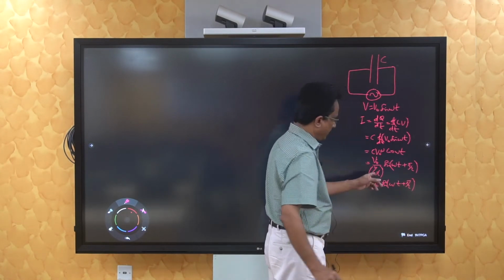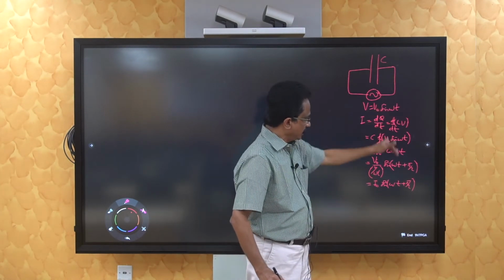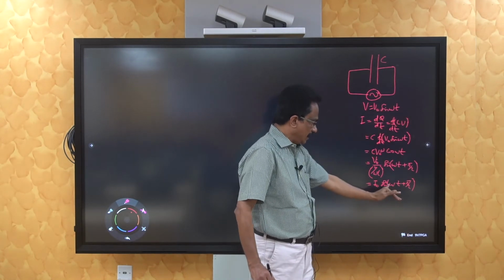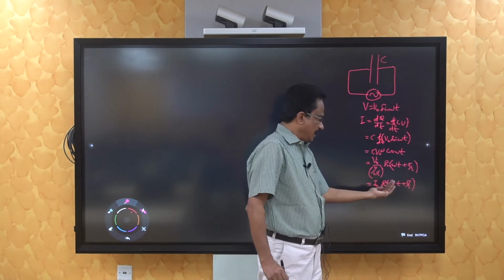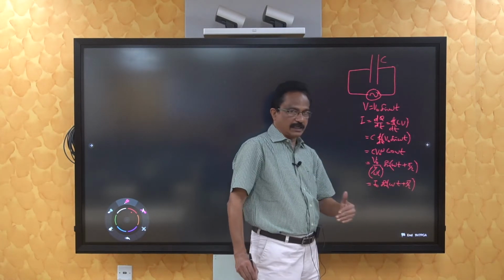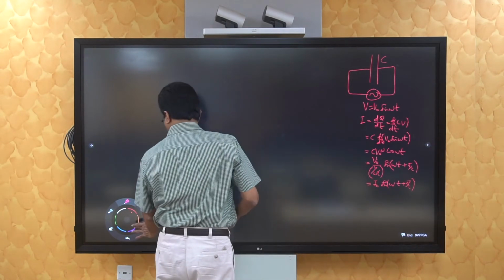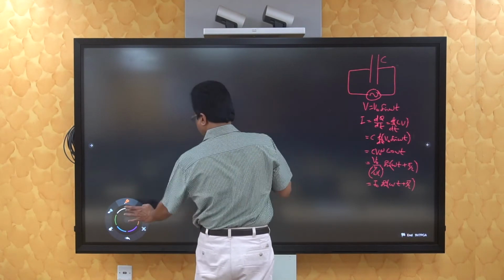The quantity 1 by omega C is called the capacitive reactance. See the waveforms of voltage and current. The voltage waveform is sin omega t, and the current is sin of omega t plus pi by 2. So there is an additional phase of pi by 2. So the current is leading ahead of the voltage by phase angle pi by 2. Let's see the waveform.